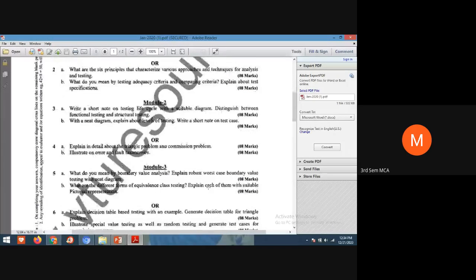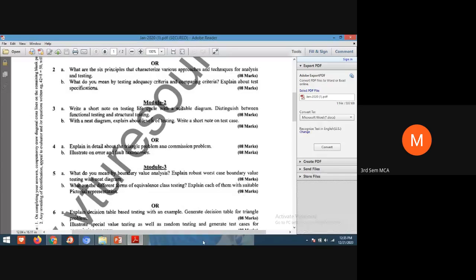The next fourth question is explain in detail about triangle problem and commission problem. I think no need to tell the answer again. This triangle problem, commission problem has repeated in two modules. More than many times we have seen this example. A triangle problem. Yes, students.